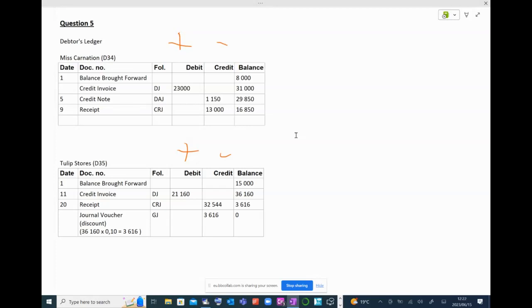The other way you could have said, okay, what is the balance of what is due to us before the 20th? What was owed? 36,160. But if you look at the cash receipts, they only paid 32,000. That's what we received. But we know they are settling their account. Does that make any sense? Are you happy?